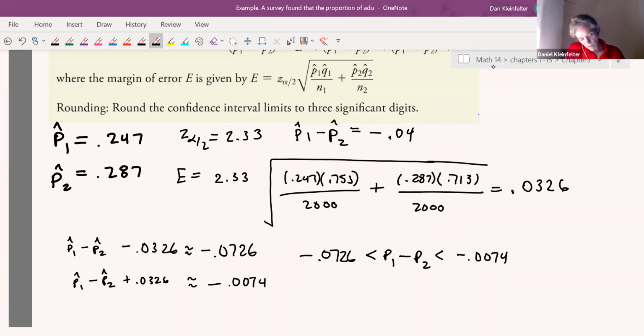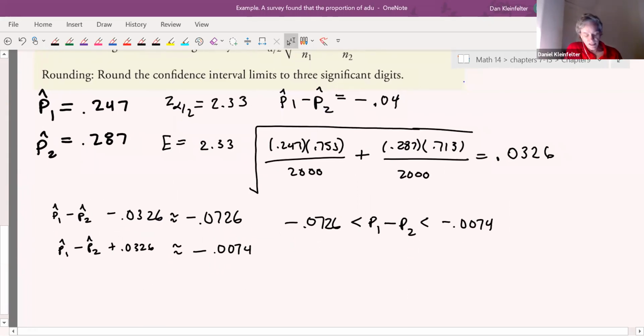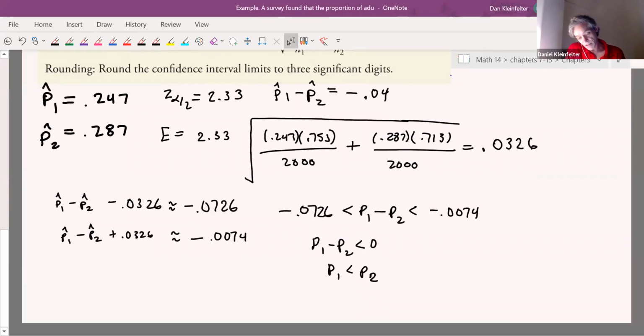All right, so I just wanted to rewrite some of my notes here, making this a little neater. Also, I found an arithmetic mistake I had made in doing the subtraction, so that's been repaired. The interval runs from negative 0.0726 to negative 0.0074. So again, we're pretty confident that our difference P1 minus P2 is negative. If P1 minus P2 is negative, then that means the same thing as saying that P1 is less than P2. Okay, so that's it as far as finding our confidence interval and interpreting it goes.